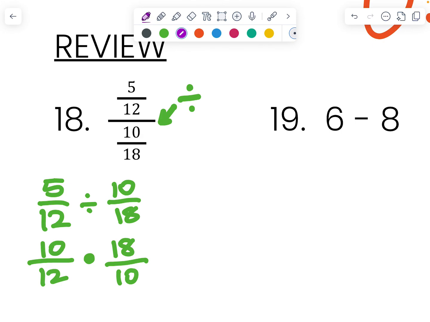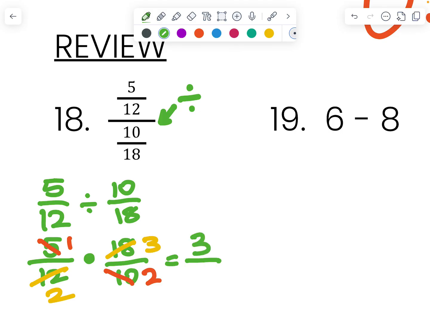But, hey, did you guys notice I rewrote the problem wrong? There we go. That was a 5. Okay, that's better. But I'm going to cross cancel because that's so much nicer. 5 goes into 5 once and it goes into 10 twice. Look, wasn't that easy? 6 goes into 12 and 18. So 6 goes into 12 twice. 6 goes into 18 3 times. Whether you didn't cross cancel or you do and then you have to simplify, it's 3/4 either way.